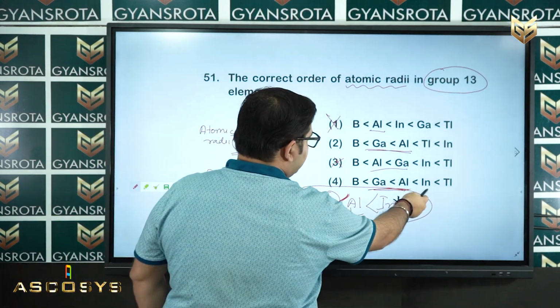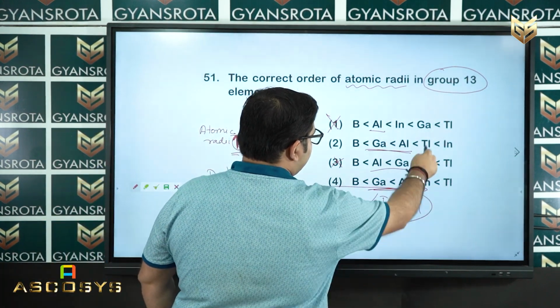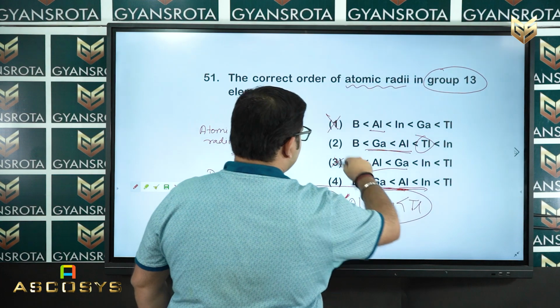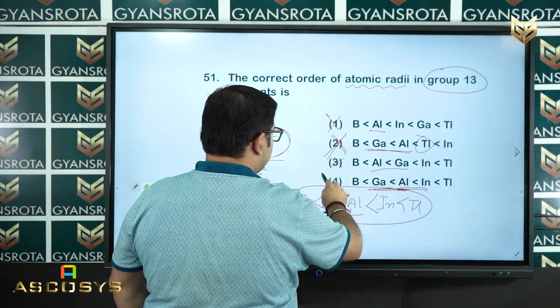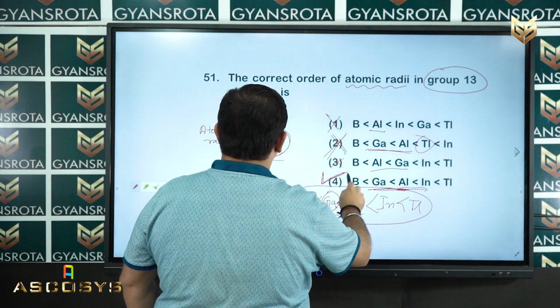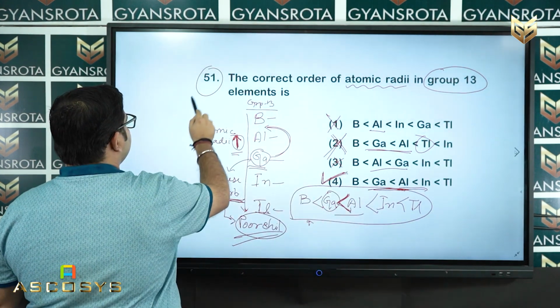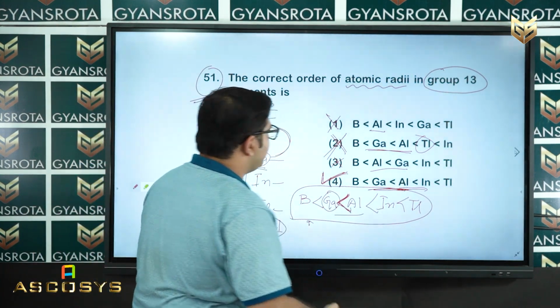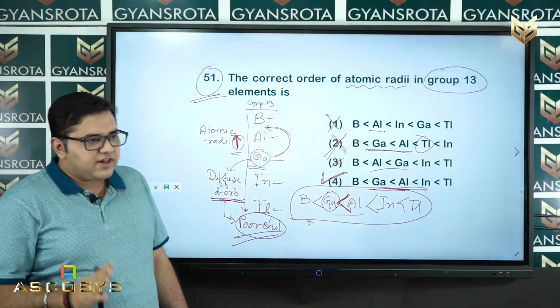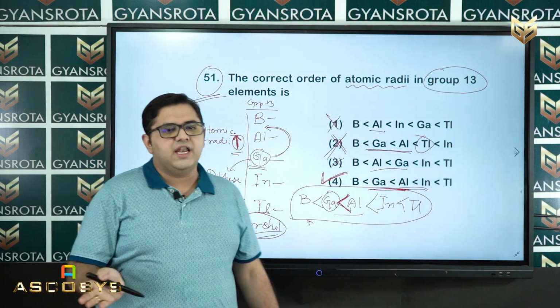Now, after that indium should become, but here tellurium is given. So, option number 2 is your wrong option. So, option number 4 is the correct answer of your question number 51. So, this question is basically come from your periodicity as well as the combination of your group 13 elements.